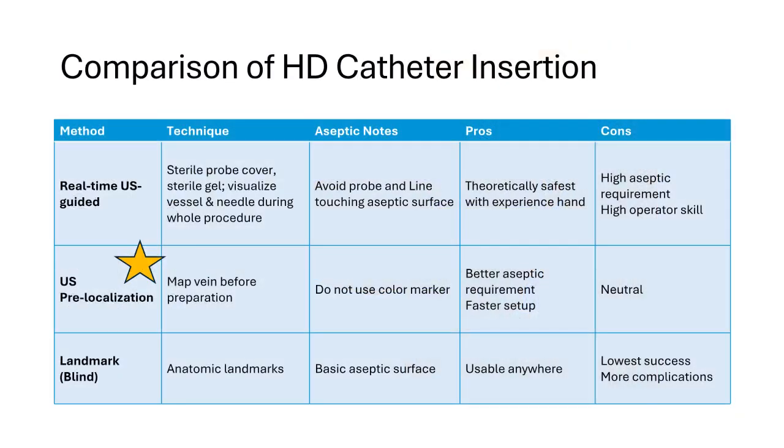Here is a simple comparison of the 3 catheter insertion methods. Real-time ultrasound guidance is the safest because you can see both the vessel and the needle, but it needs good sterile technique and a skilled operator. Ultrasound prelocalization is a good balance. You map the vein first, then do the procedure normally. It improves accuracy and keeps the setup simple. The landmark method can be used anywhere, but it has the lowest success rate and more complications. This is why many centers prefer prelocalization when full real-time ultrasound is not available.